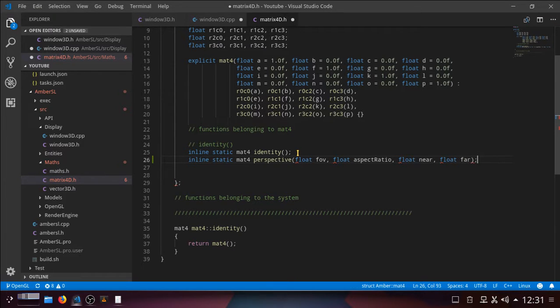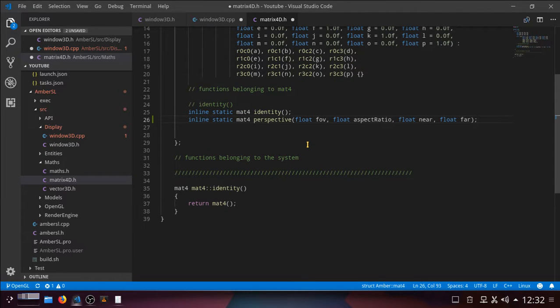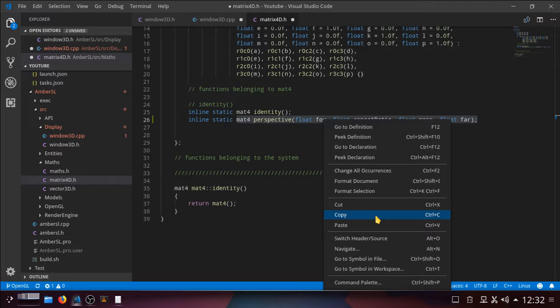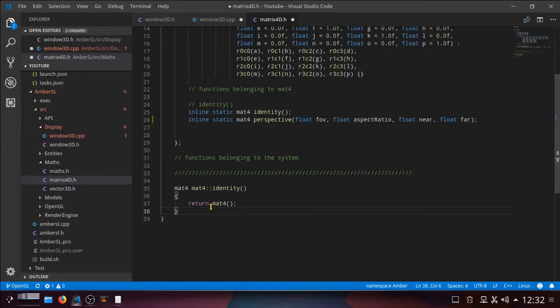It doesn't like the word float. Yeah, right. Inline statics. Inline statics. Here we go. Oh, right, yeah. So it's that bit. Copy. And these are members of mat4. So we can just put mat4 in front of them. There we go. The other one we wanted, what was it?